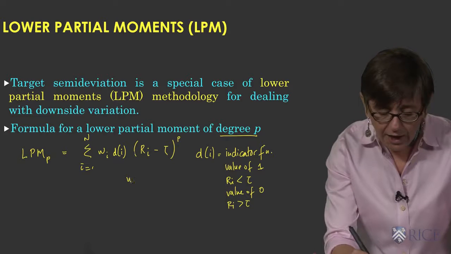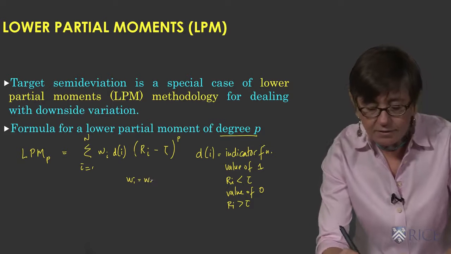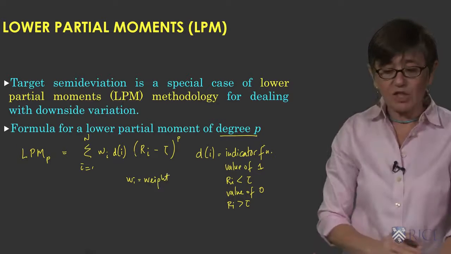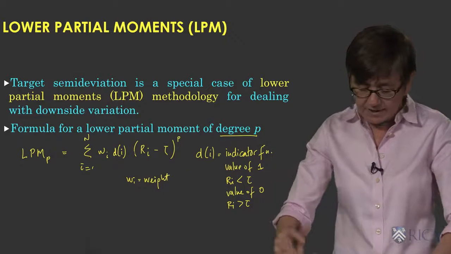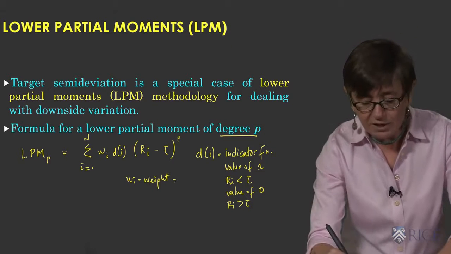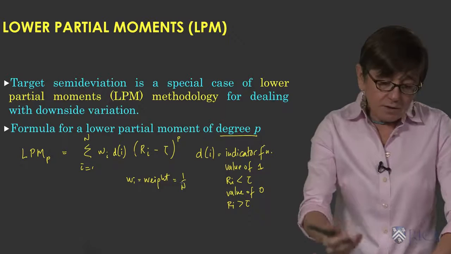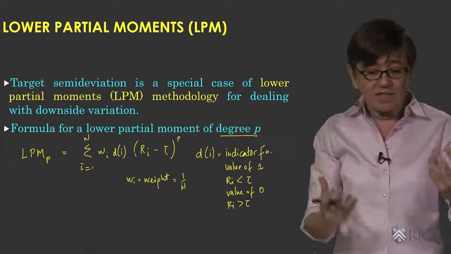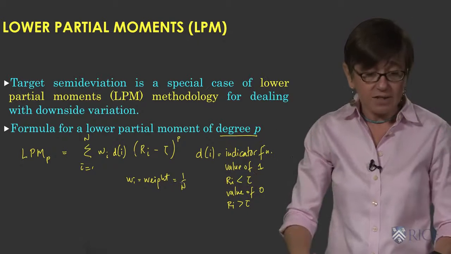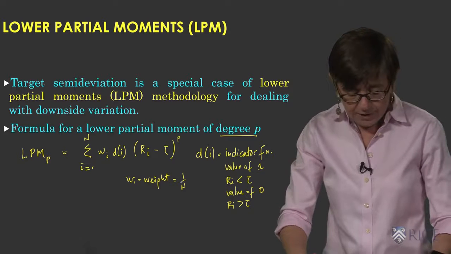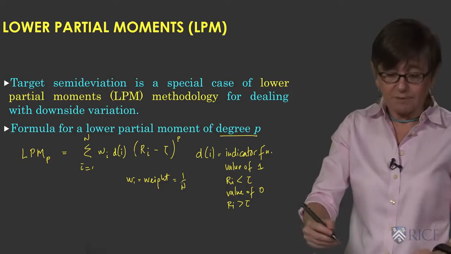What is w i? Well, it's the weight applied to each return. If we're equally weighted, then this would be simply 1 over n. p is for any moment, but you can think of that if p is equal to 2, then you have the target semi-variance. Okay? All right, so now let's put this into use in an example.